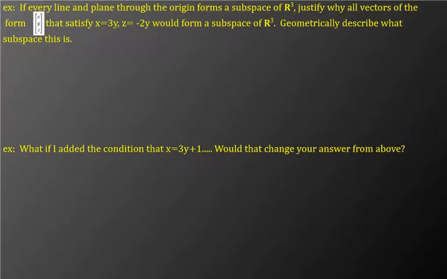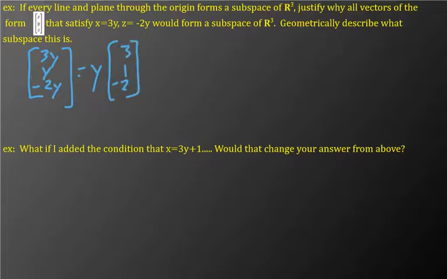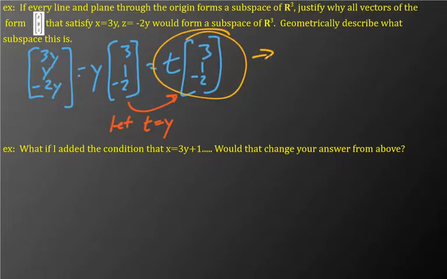so for this question, I just want you to show that if every line and plane through the origin forms a subspace of R3, then justify why all vectors of this form, arbitrary x, y, z, that satisfy x equals 3y, z equals negative 2y, would form a subspace of R3. So what I'm going to start off with is plugging in my x, y, and z. So I'm going to have 3y, and then I'll leave y as y, and then I'll have negative 2y for z. And then I can take a y out, and I have 3, 1, negative 2. And basically we're going to let t equals y, parameterize this thing.